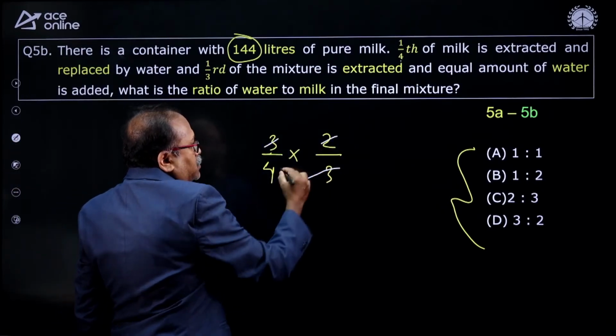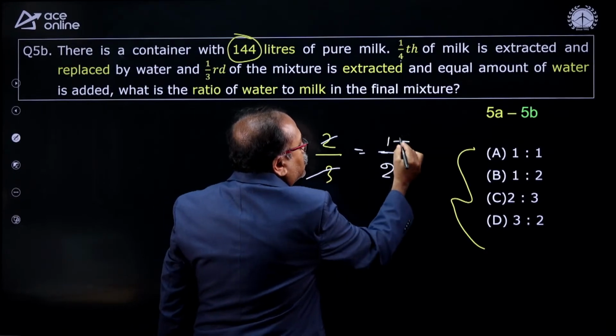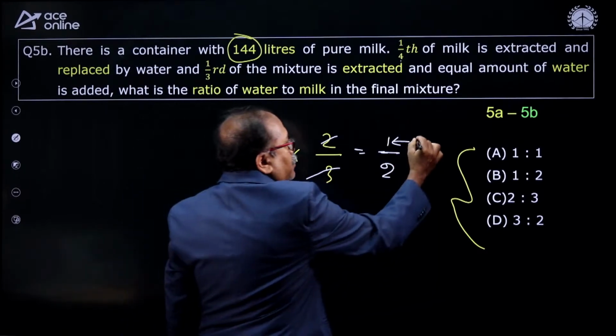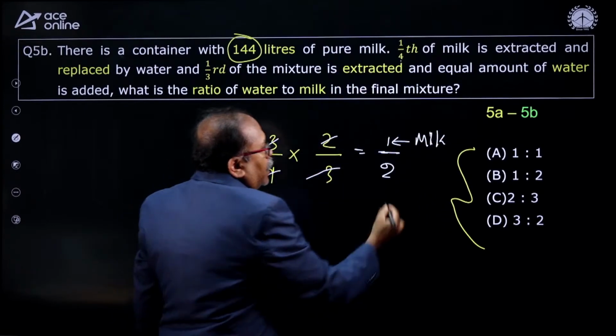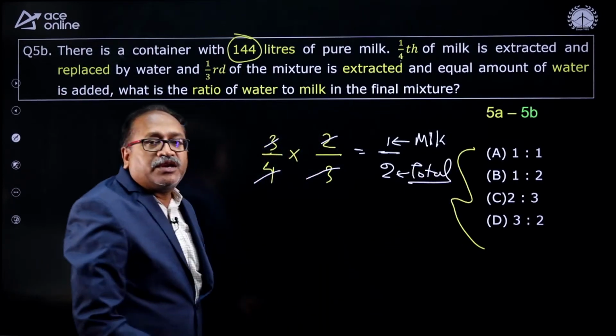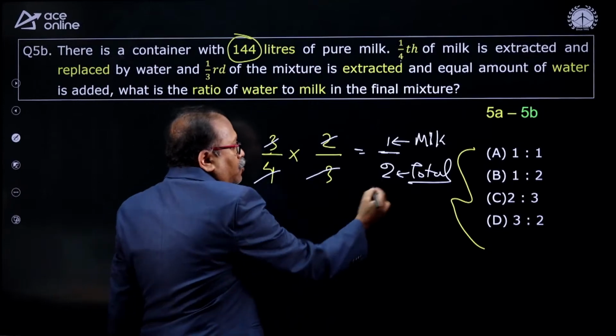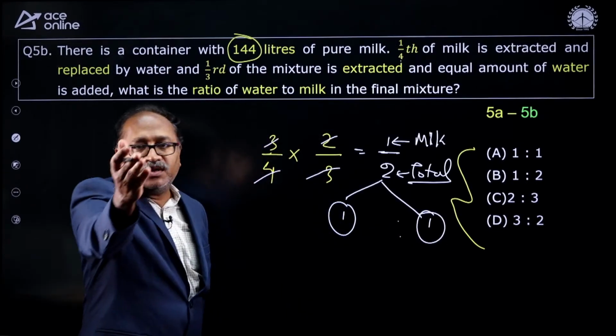So this gets cancelled and this gets cancelled. So 1/2. What is this one? This one is milk. And what are these two? The two is the total mixture. So what is the ratio of milk and water? Out of 2, if 1 is milk, the remaining 1 will be water. The ratio is 1:1.